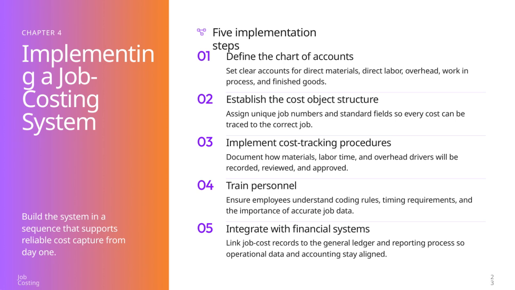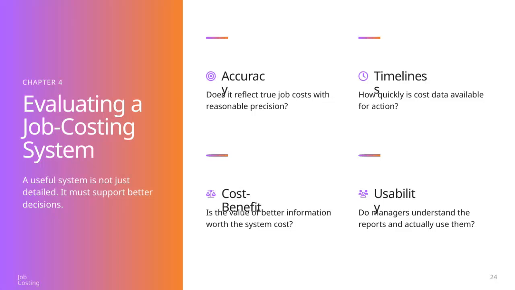Finally, integrating the job cost system with financial systems ensures that job cost records link seamlessly to the general ledger and reporting processes. This integration keeps operational data and accounting aligned, preserving accuracy across the board. By following these 5 steps carefully, we lay a solid foundation for a job costing system that delivers precise and timely cost information. When evaluating a job costing system, it's important to remember that simply having detailed information isn't enough.